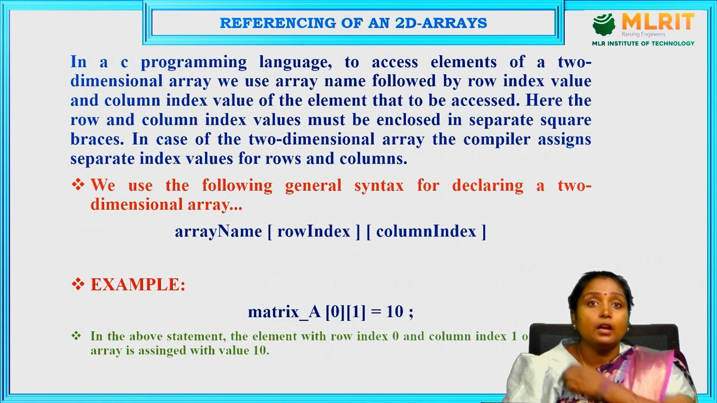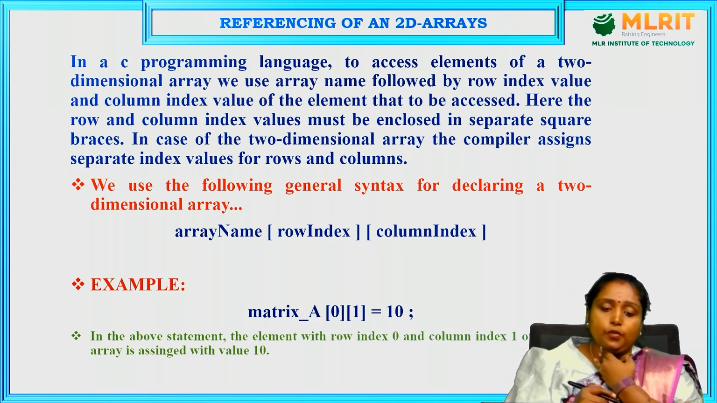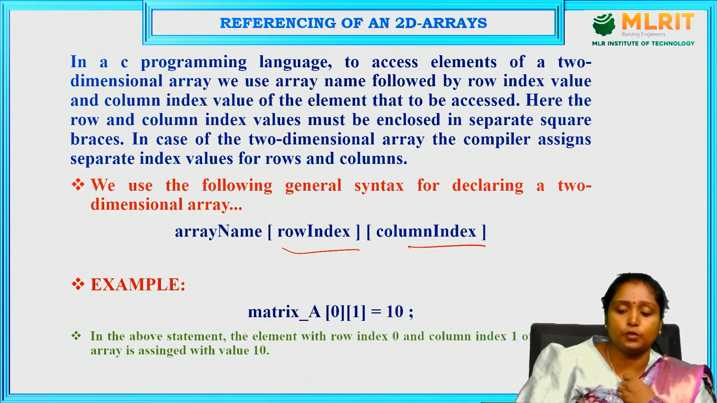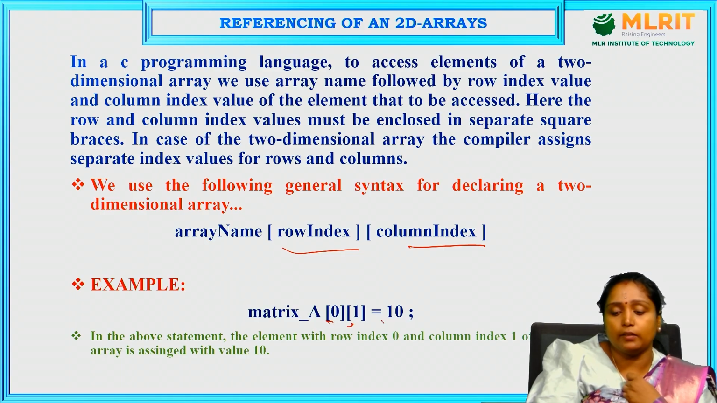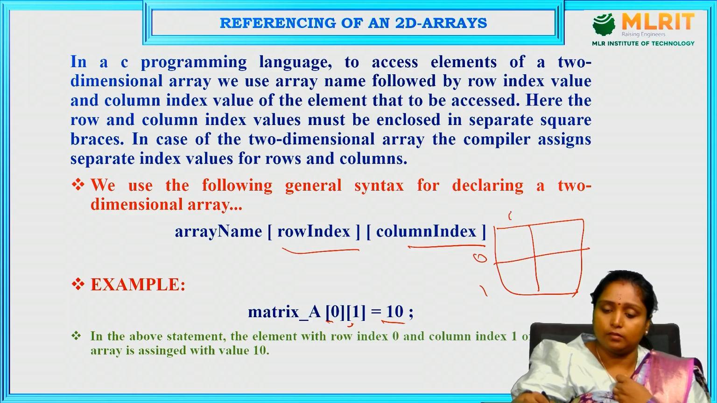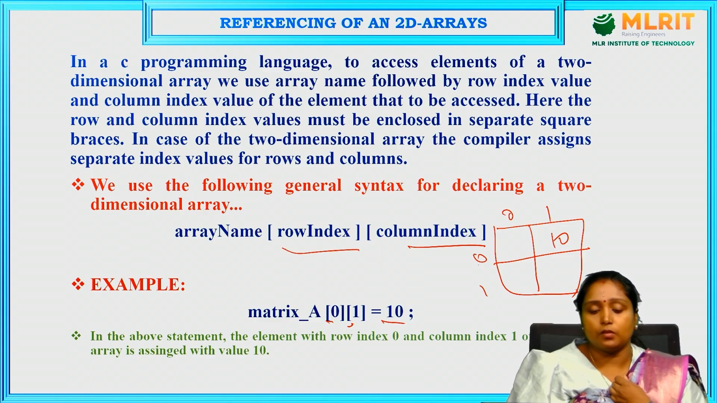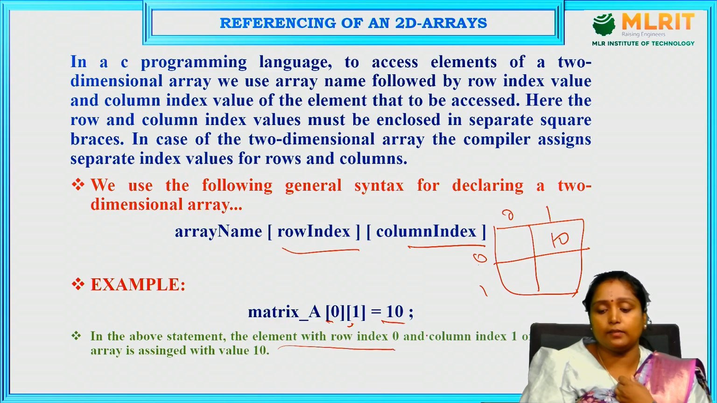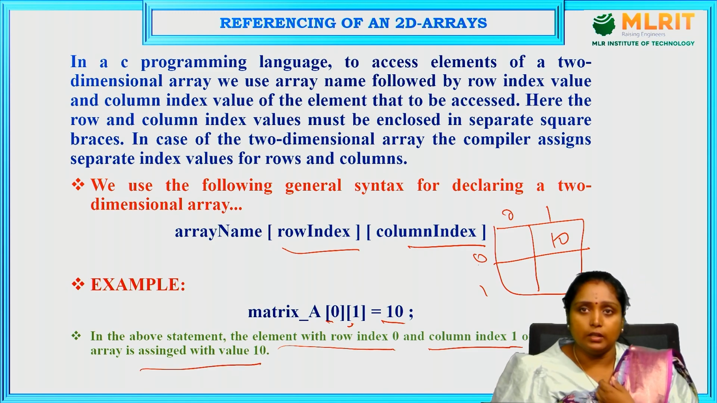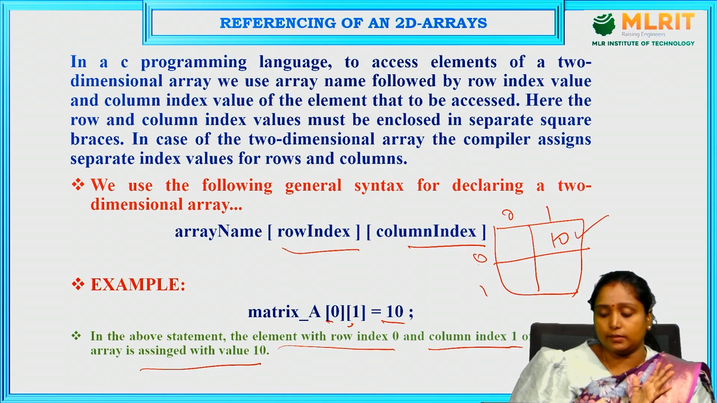Coming to referencing 2D arrays. How can you refer to the 2D arrays? We can go with the index values, and here you can assign the values. So matrix A 0, 1 equals to 10. In 0, 1, this value will be changed to 10. In the above statement, the element of row index 0 and column index 1 of matrix A will be assigned the value 10. This is how we assign values in 2D arrays.